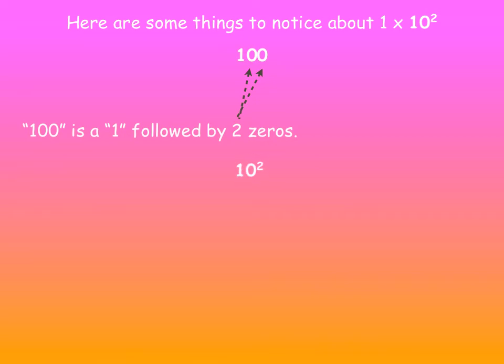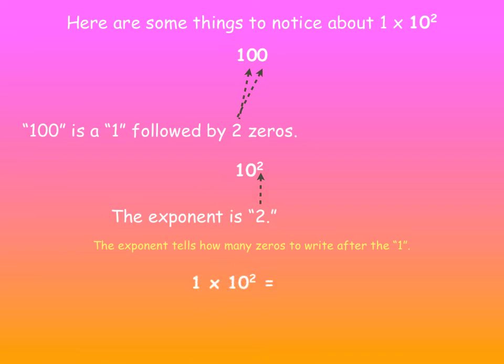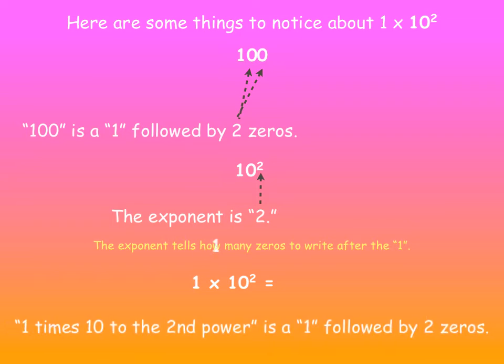Here are some things to notice about 1 times 10 to the 2nd power, which is 100, of course. 100 is a 1 followed by 2 zeros. 10 to the 2nd power, the exponent is 2. The exponent tells how many zeros to write after the 1. 1 times 10 to the 2nd power is a 1 followed by 2 zeros.